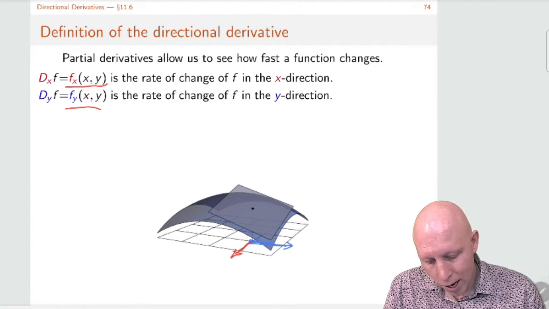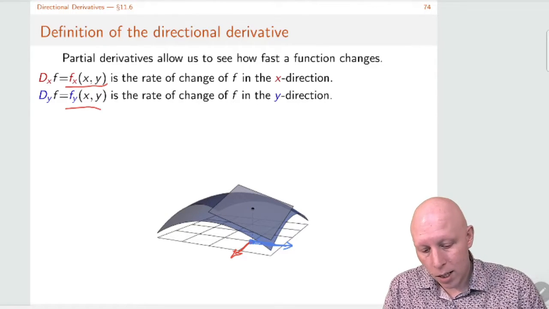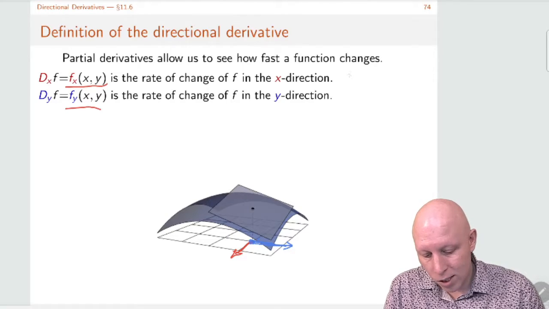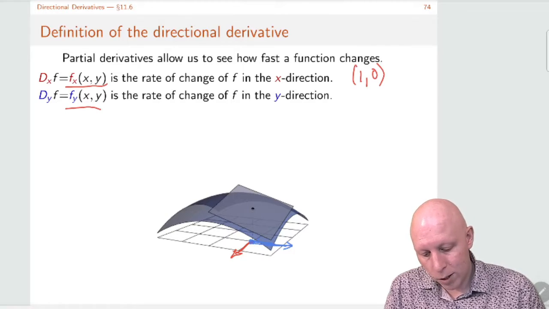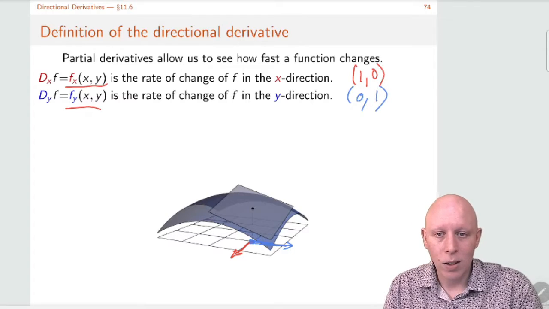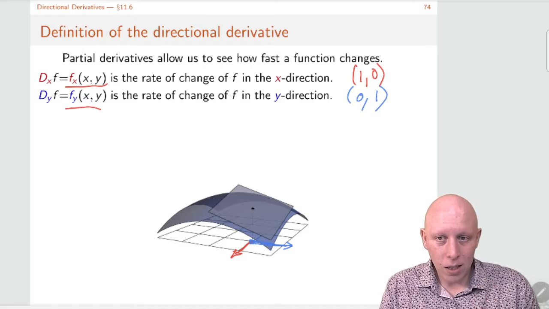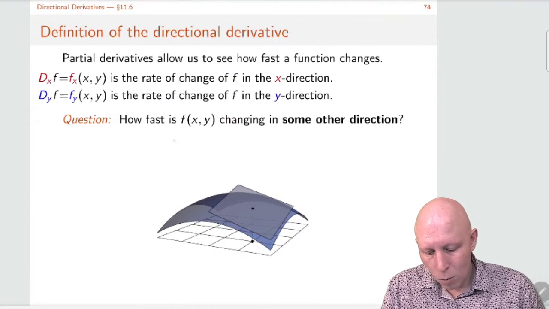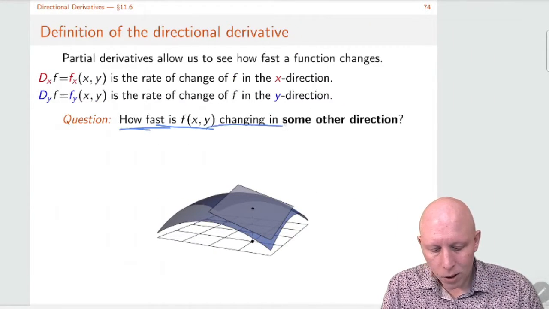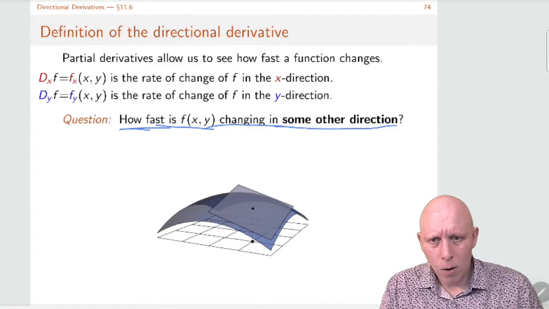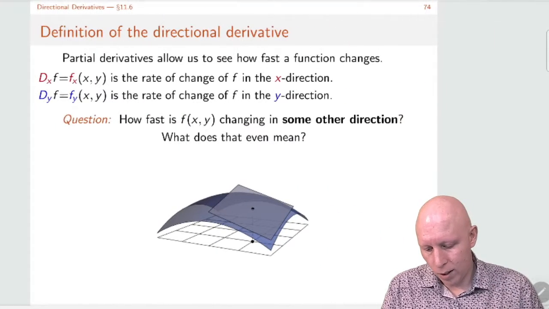We're starting at our point and we're walking in the x direction, or towards the vector 1, 0. Or we're walking in the y direction, which is towards the vector 0, 1. And so the idea of this directional derivative is how could we talk about how fast the function is changing if we walked in some other direction? What would that actually mean? What would that look like?